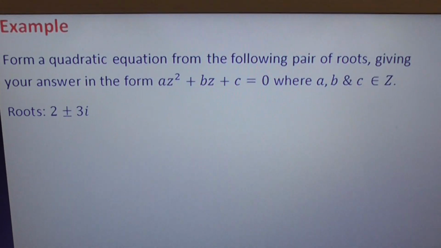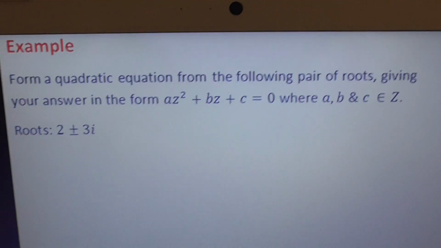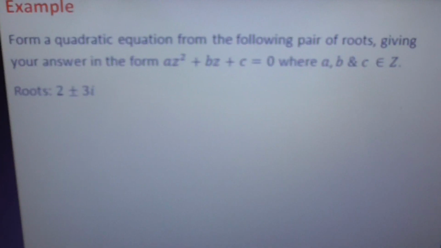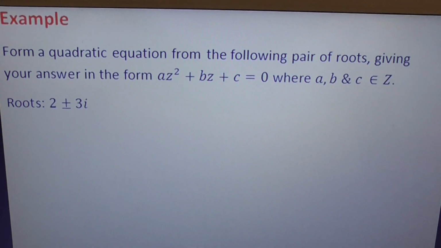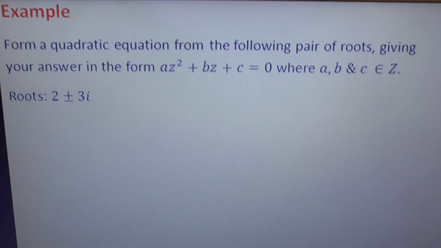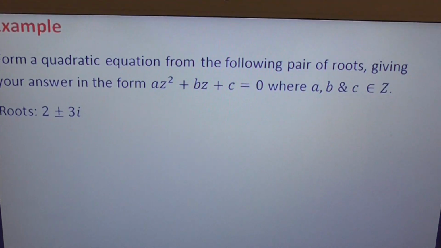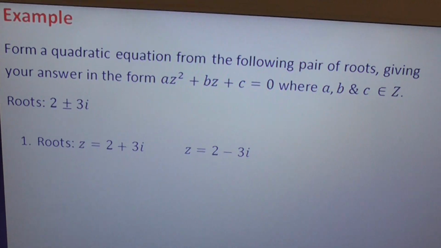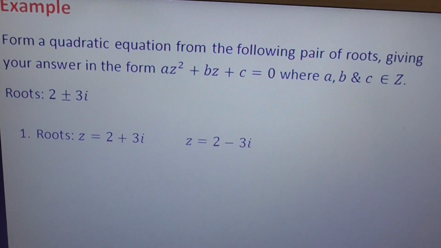Okay, so form a quadratic equation from the following pairs of roots, giving your answer in the form of az squared plus bz plus c is equal to 0, where a, b and c are all elements of integers. So the roots are 2 plus and minus 3i. So I'm going to go with the first method. Okay, so I've been given the roots, right? So z is either equal to 2 plus 3i or 2 minus 3i.